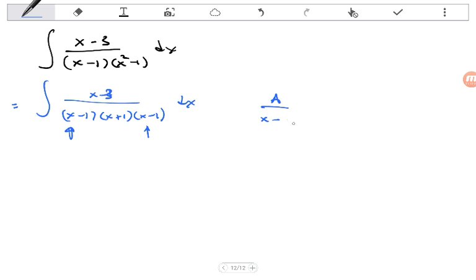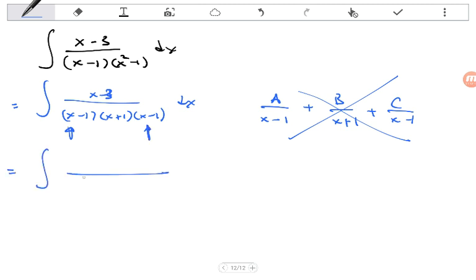Some students make it like this, put the assumption like this. Is this correct? No. Why? We have here two identical brackets. When I have two identical brackets, I put them all in one bracket raised to a power. So this will be x minus 1 all to the power 2. So this is my final form for the fraction.